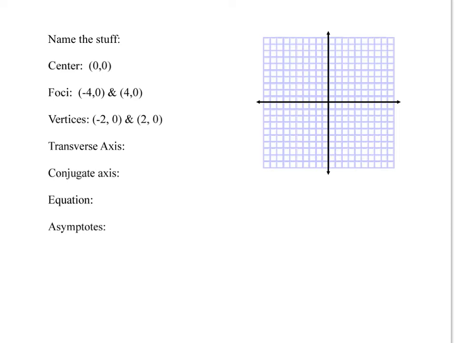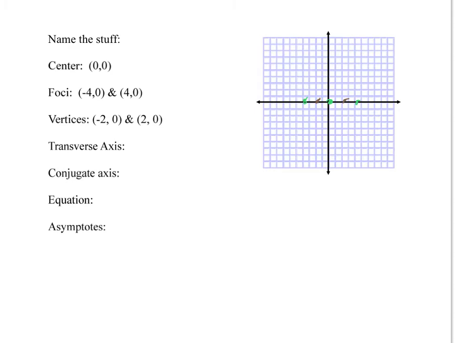Okay, name the stuff. We got a center at 0, 0. I like that. So h and k are both 0. I have foci at -4, 0. So I have a focus right here at -4, 0. I have a focus right here at 4, 0. So I already know now that my hyperbola is horizontal. My vertices, I'll change colors here, we'll go to brown, are at 2, 0 and -2, 0. So that's here and here.